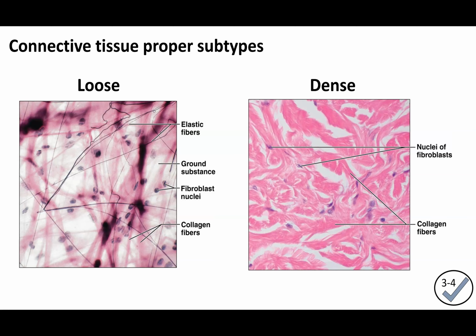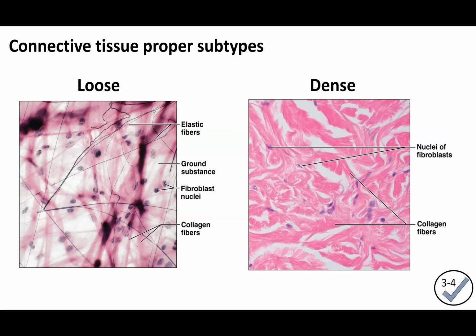Hi folks, here we're going to talk about the different types of connective tissues. And so we're going to first start with connective tissue proper here. We have loose and dense connective tissues. These are two subcategories of connective tissue proper. And so they're basically what the name suggests.